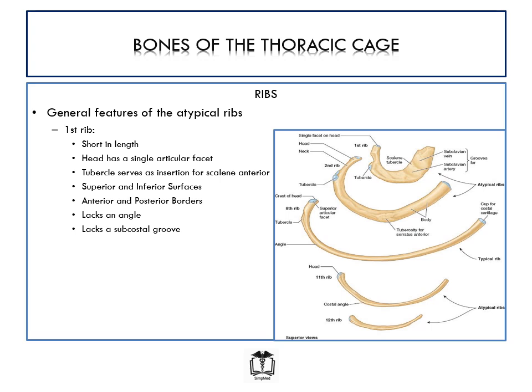Now let's talk a bit about the atypical ribs. Talk about the different forms of atypical ribs we have and what tends to distinguish each of them from one another. Starting with the first rib.